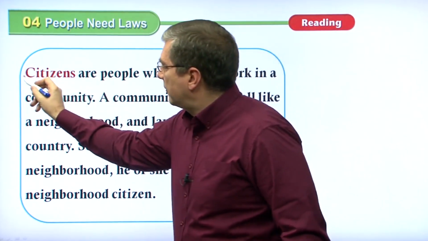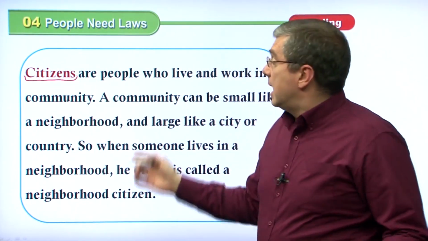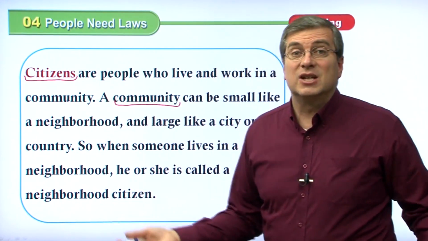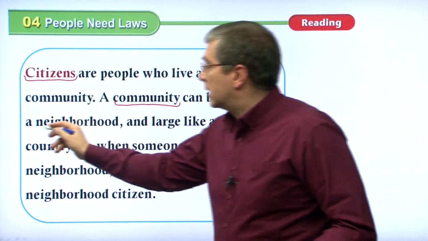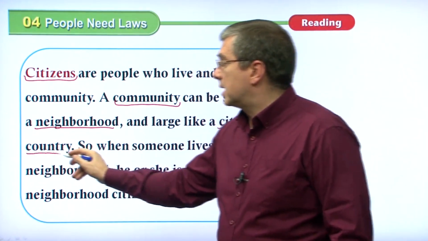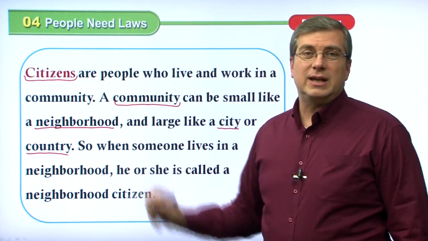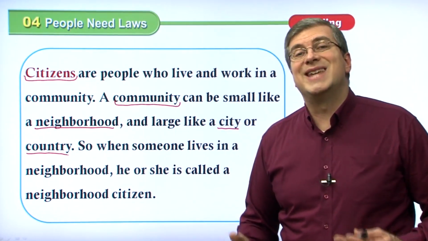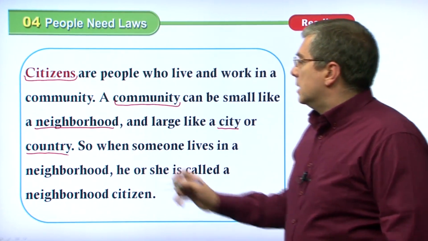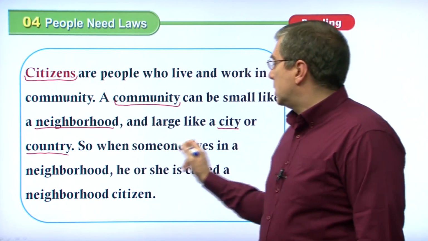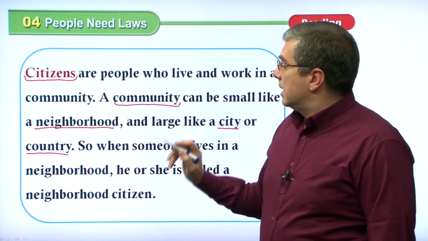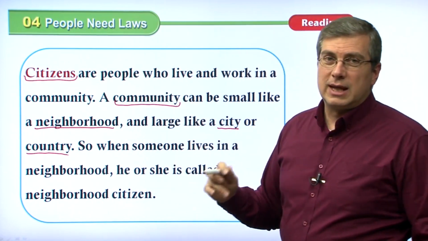First, we had a definition, what are citizens? Then we saw the word community, and then the next sentence defined what is a community. And we saw 3 examples. It can be a neighborhood, it can be large like a city, or it can be a country. Okay, so we see 2 sentences talking about definitions. What is a citizen? What is a community? So when someone lives in a neighborhood, he or she is called a neighborhood citizen.